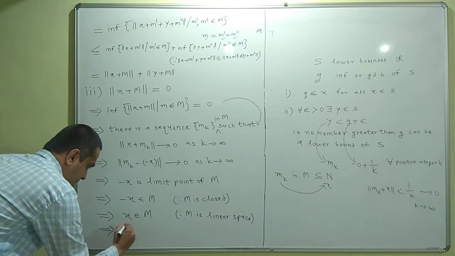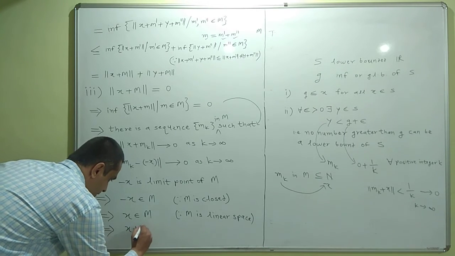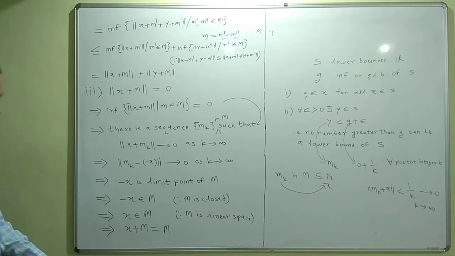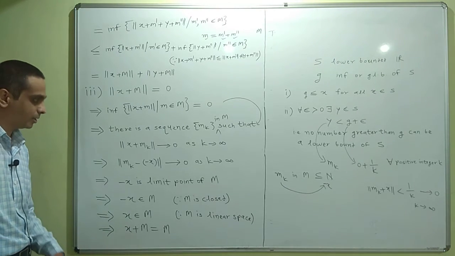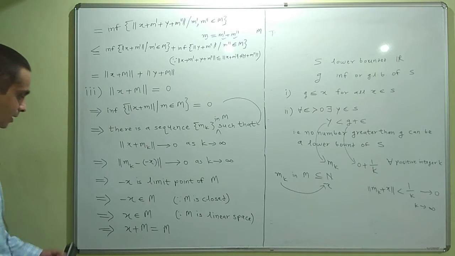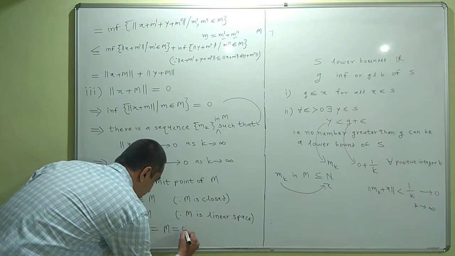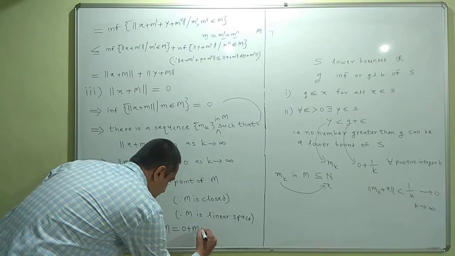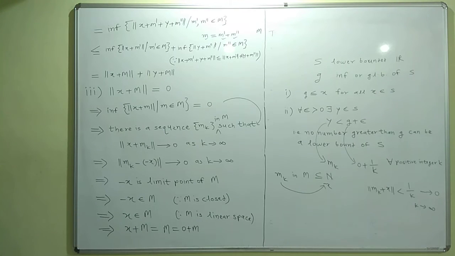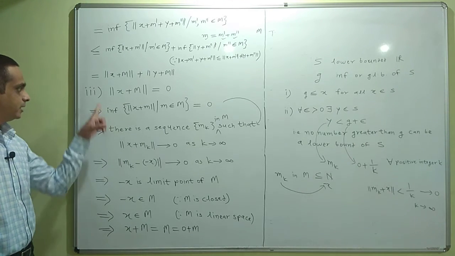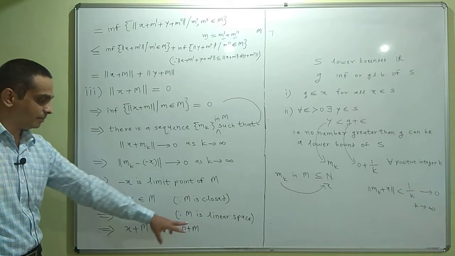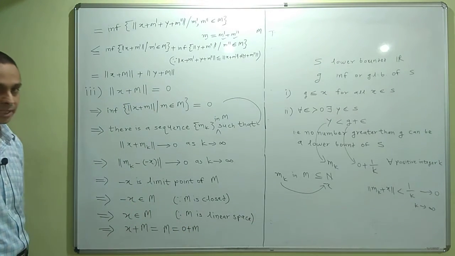To complete this, let me finally write x plus M equals M. You know from linear algebra, x belongs to M if and only if x plus M equals M, and this is nothing but the 0 element of N by M. To be precise, I can say 0 plus M, which is the 0 vector of N by M. So thus we proved that if the norm of x plus M is equal to 0, then x plus M is the 0 element of N by M. It is the 0 vector.